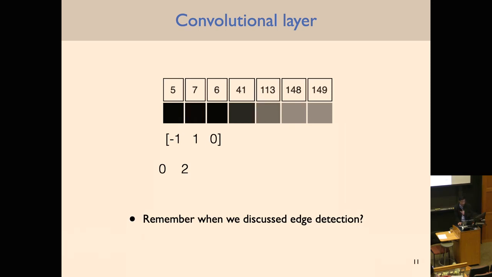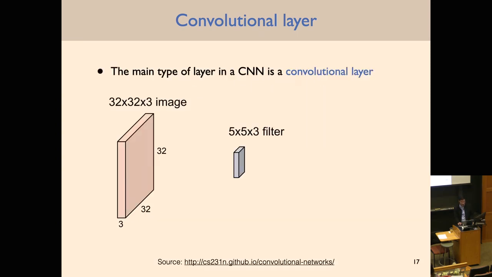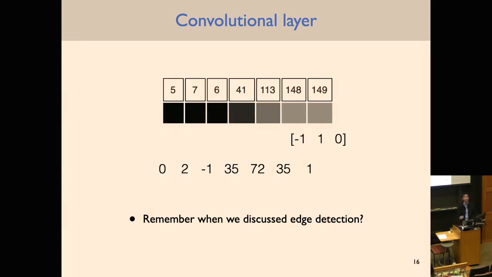And I keep doing this. So it's 5 times -1, 7 times 1, 6 times 0. That's 2. And if I do it here, 7 times -1, 6 times 1, 41 times 0. So that's -1, and so on. And I do this at every location in the image, and I get a bunch of numbers at the end. So I started with a one-dimensional image, and I end up with a one-dimensional array as well.